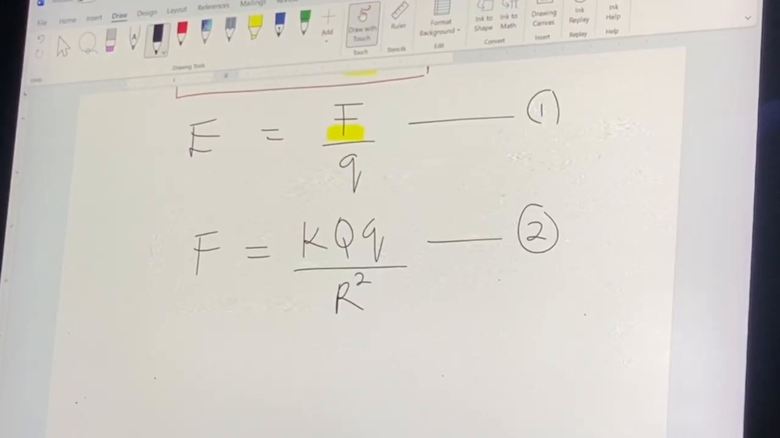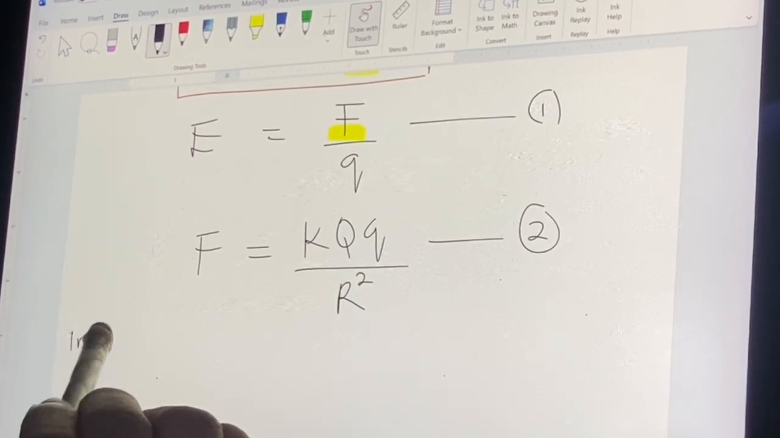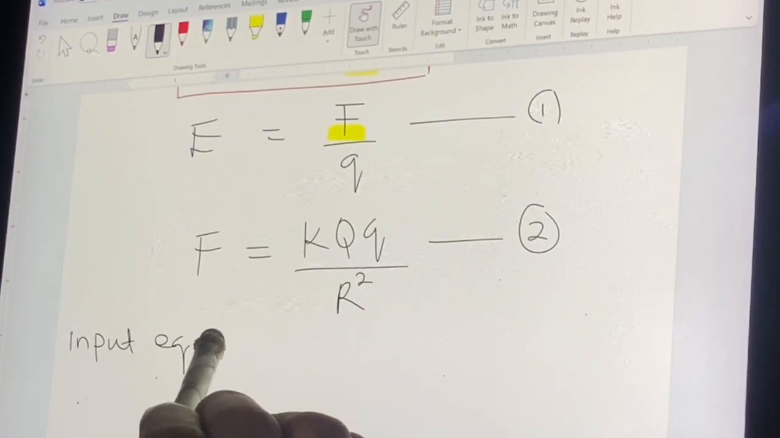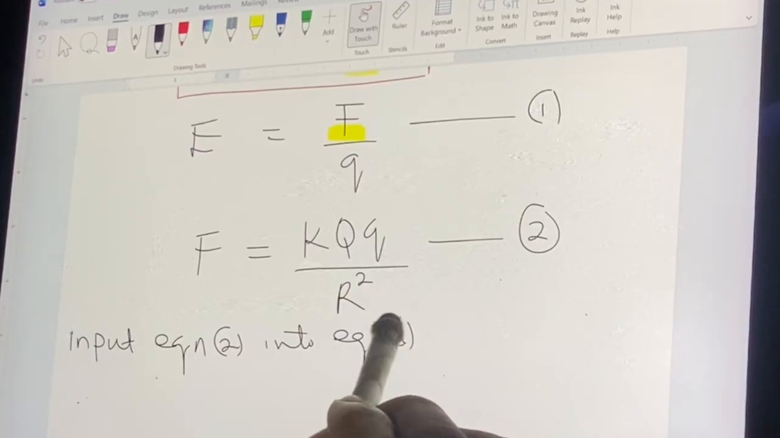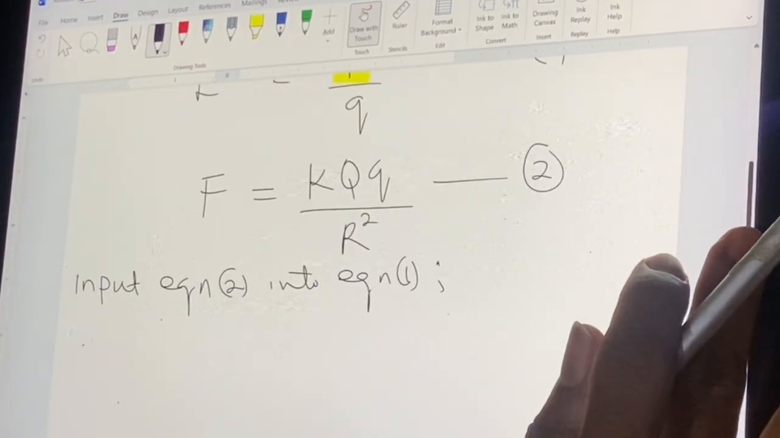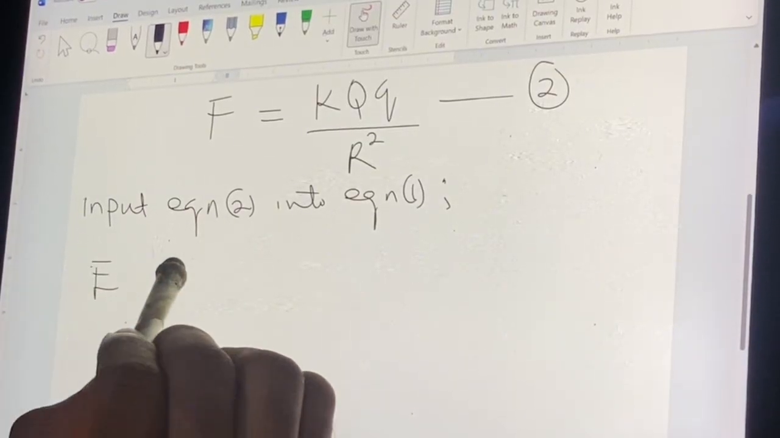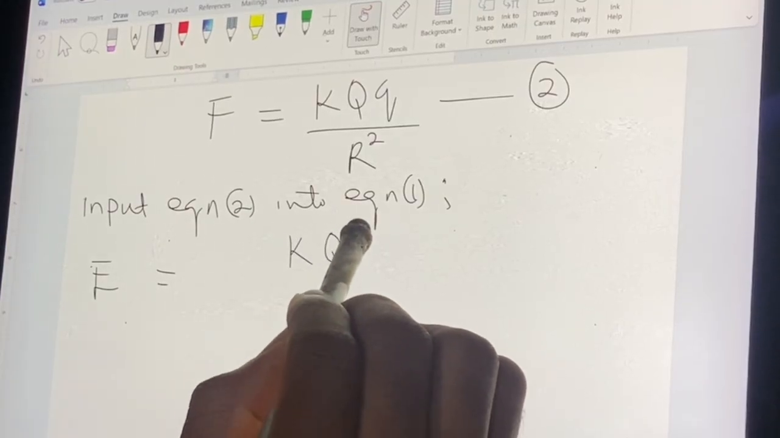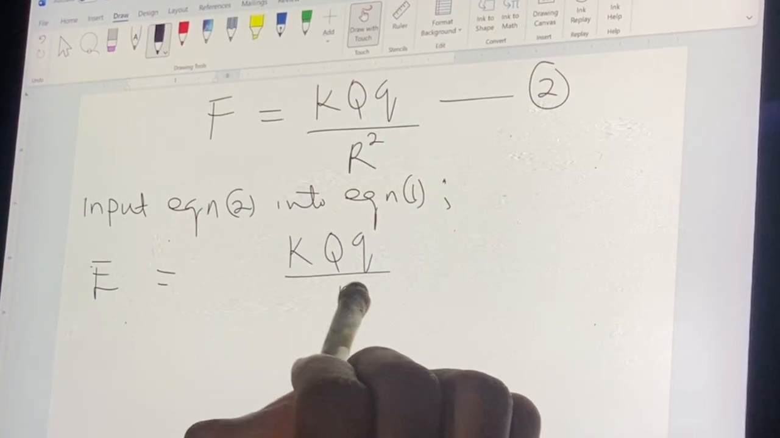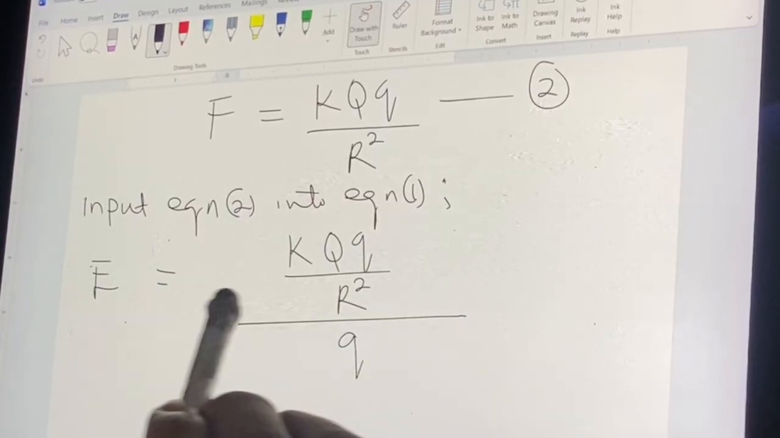Now let's impute equation 2 into equation 1. Impute equation 2 into equation 1. When you do that, let's replace this here. When you do that, E will be equal to KQq over R square over Q.